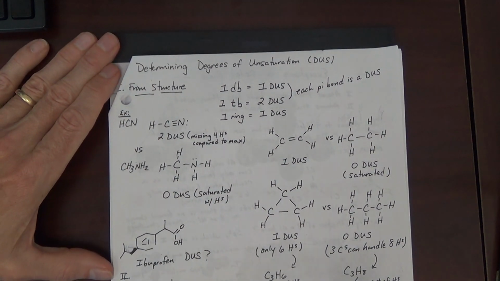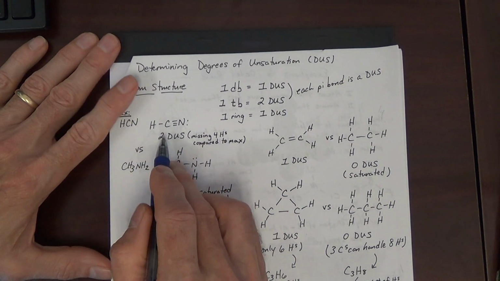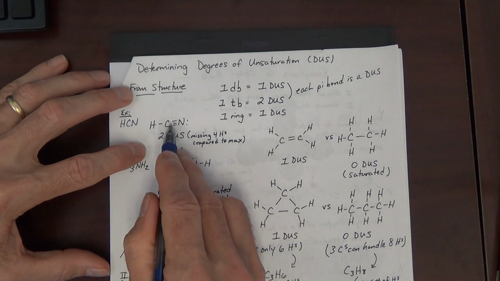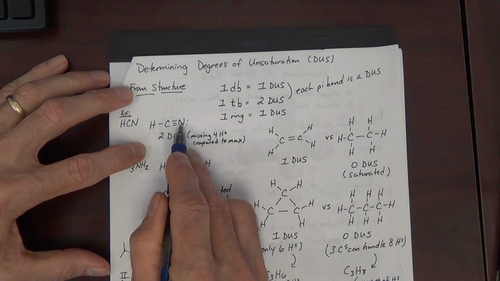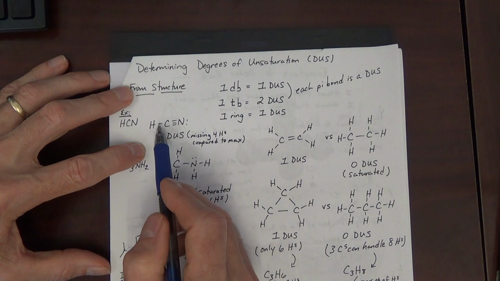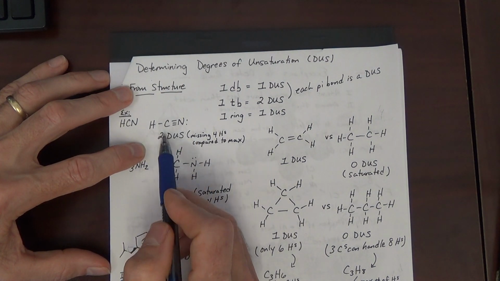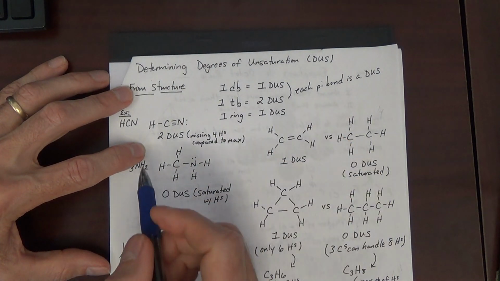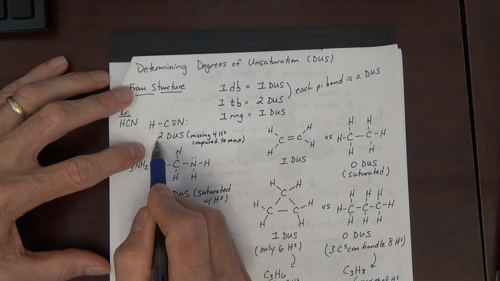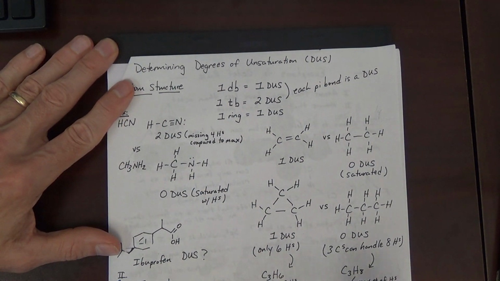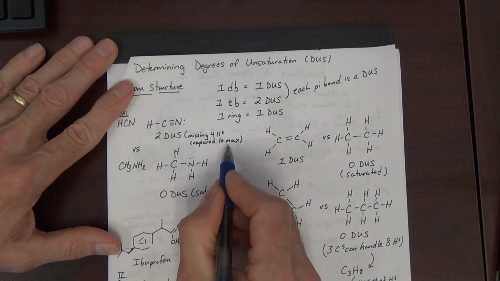As an example, hydrogen cyanide, HCN, Lewis structure here. We see a triple bond between the carbon and nitrogen. It's a cyano group. Triple bond is 2 DUS. We don't see any other double bonds or triple bonds or rings in this molecule, and so the answer is 2 DUS. Now ultimately that means it's missing 4 hydrogens compared to max.